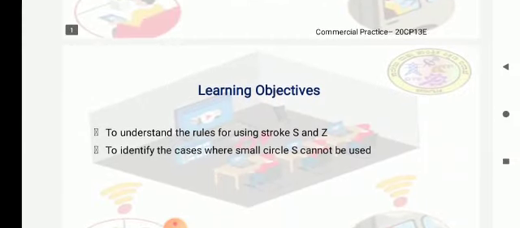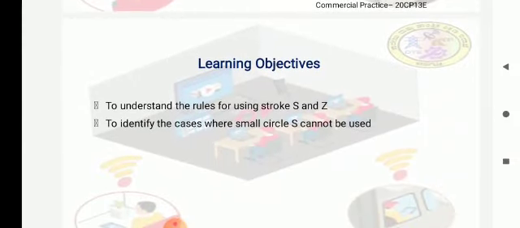So what is the learning objective of this particular session? Under this session, you will be able to understand the rules for using stroke S and Z, the circumstances and the rules where you use stroke S and Z, and to identify the cases where small circle S cannot be used. So these two rules you'll be learning in this particular chapter.